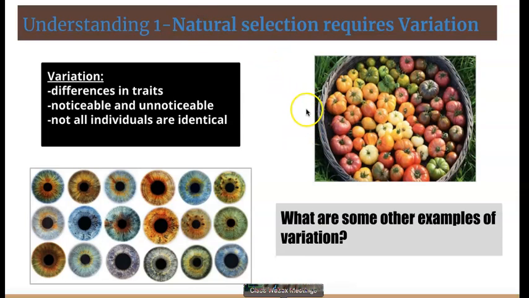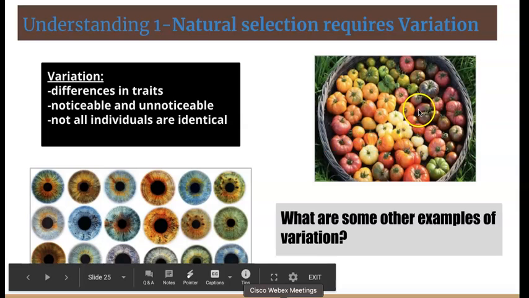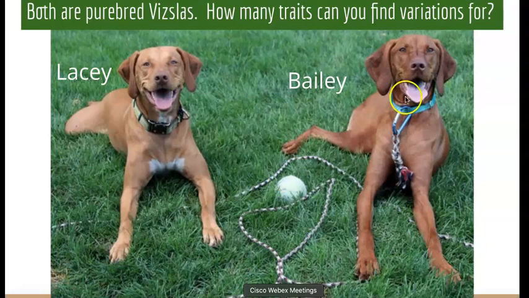Understanding 1 is that everything in the world has variation, differences. A variation is any difference in traits. It could be on the outside or it could be internal, and no 2 things are identical. I put some variations here, color here, peppers over here. Here are some examples of dogs that, although they're purebred, have variations. So maybe circle 2 or 3 variations between these 2 purebreds that you recognize.